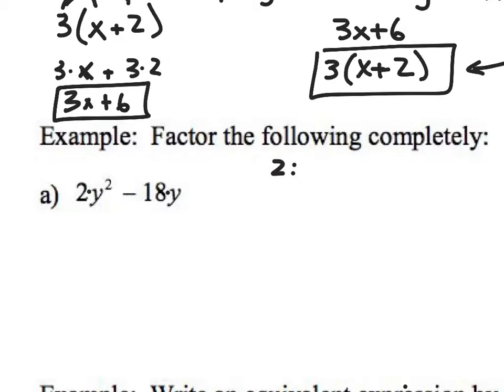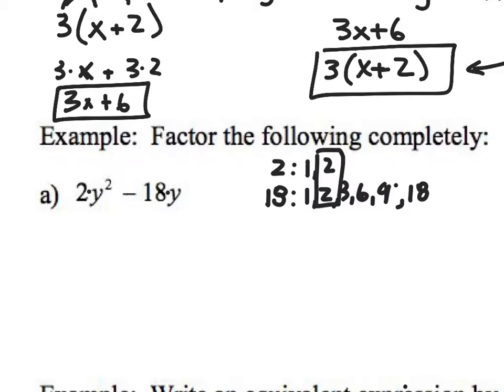I want to think about all the factors of 2. The factors of 2 are going to be 1 and 2. Those are the two numbers that when I multiply together will give me 2. If I take the factors of 18, that's going to give me 1 and 18, 2 and 9, and then 3 and 6. So these are all my factors. Now the common factor that I have here is 2, so I can factor out a 2.